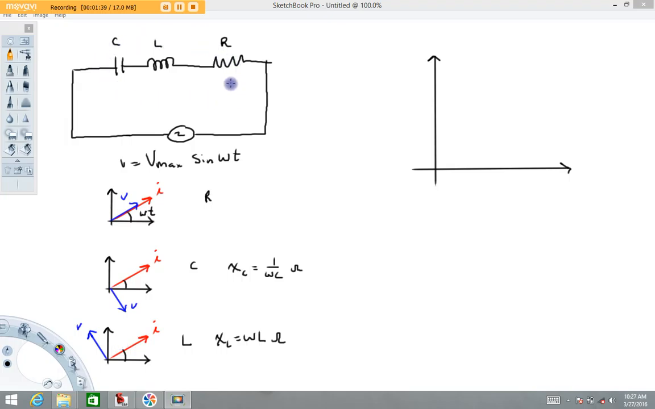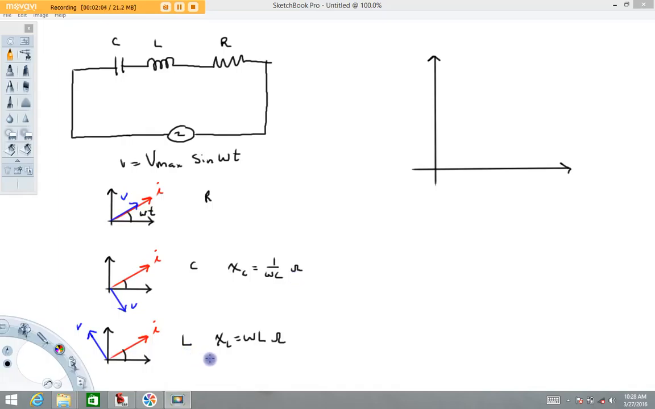A couple more important things. Resistors have a resistance, we'll just say R. Remember that the capacitor and the inductor have these properties called reactance. The reactance of the capacitor is usually denoted X sub C. It's equal to 1 over omega C, where again omega is the angular frequency, which is 2 pi times the linear frequency, and C is the capacitance. This quantity has units of ohms. It's effectively a resistance in the circuit.